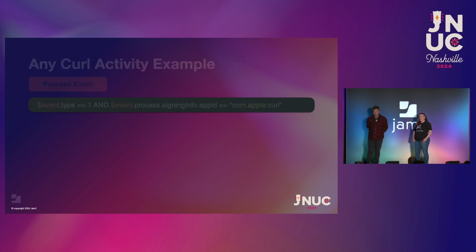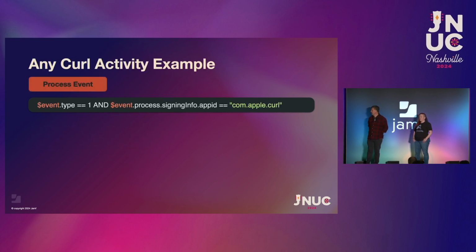So that's a pretty straightforward one. The second one is looking for any curl activity. So anyone using curl to either download or upload content, basically. So the first one is the type. With the type, we can specify the type of activity. So this is a process event.